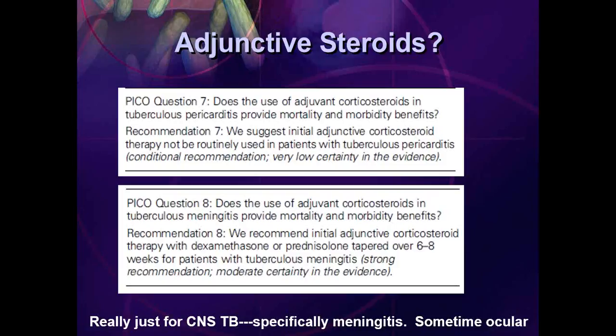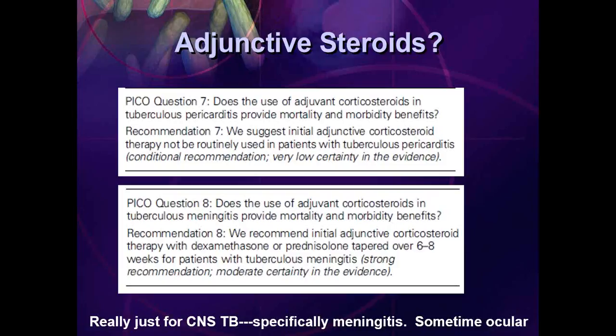We have to come up with our top 10 PICO questions, or 15, however many questions were allowed, and write them down. And then there are systematic reviews around each question. Many times there's not much literature to inform the answer, and we end up with very conditional recommendations with low levels of evidence and really low levels of certainty, which is basically just expert opinion. So that's kind of what happened here with PICO question number 7.